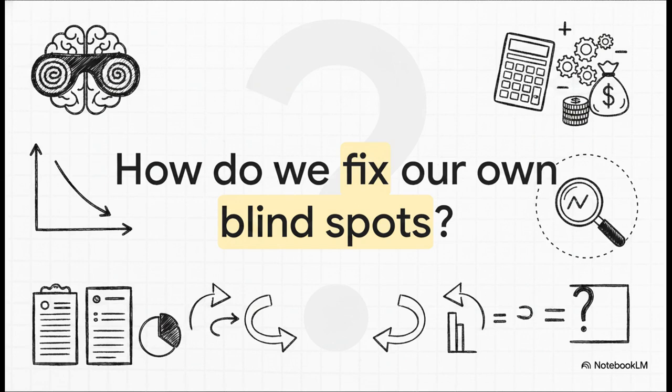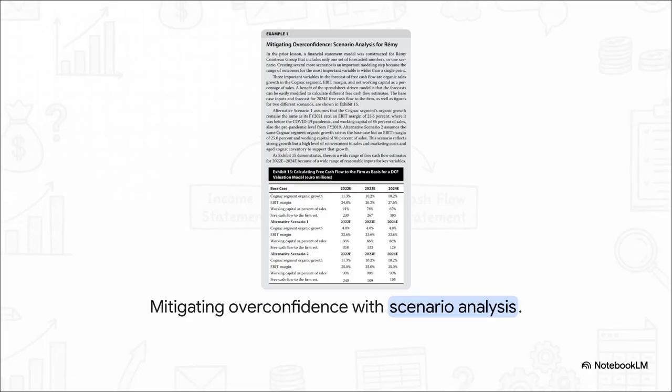So what does this all mean? If our brains naturally push us toward overconfidence and this illusion of control, how do we fix our own blind spots? How do we mathematically remedy these psychological flaws right inside our models? Well, the mathematical cure for overconfidence is scenario analysis. It asks the absolutely vital question, where could I be wrong and by how much?